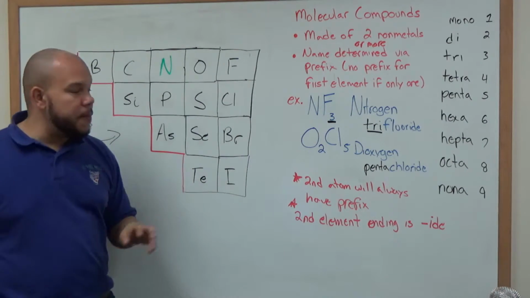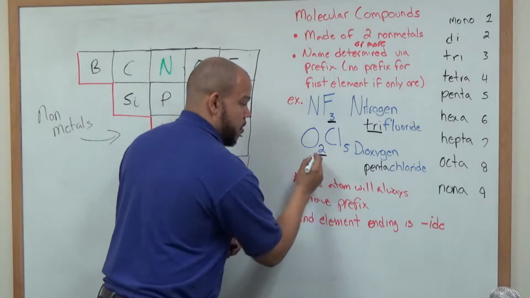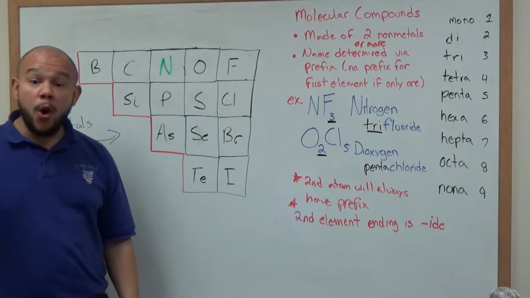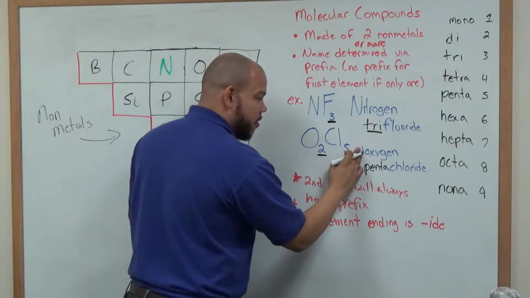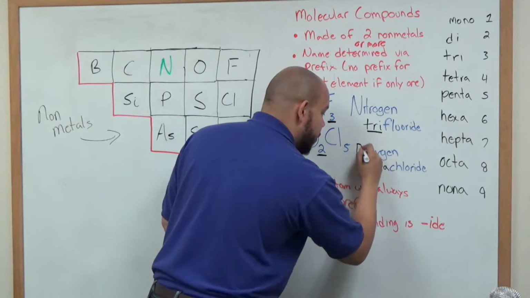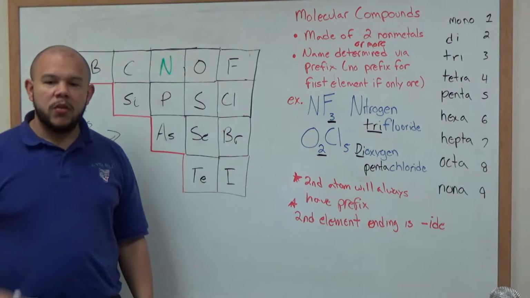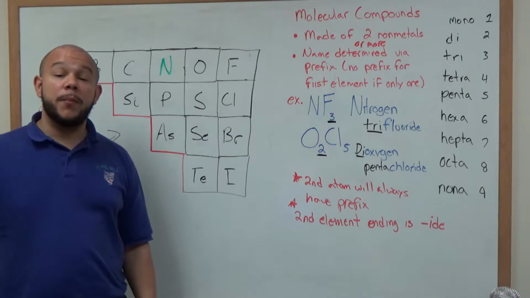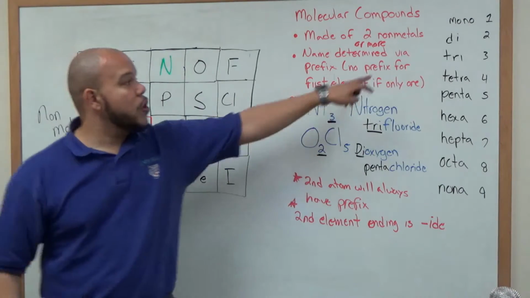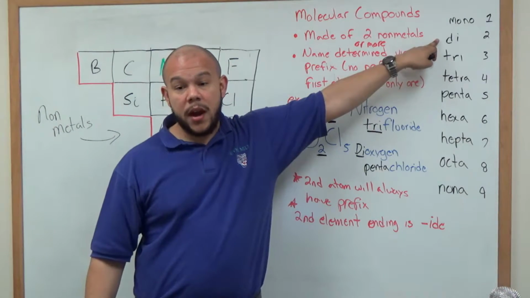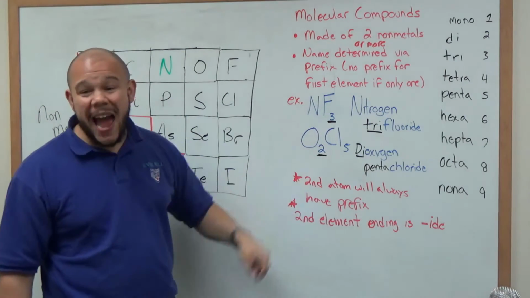This is a little bit different because we have more than one atom as our first element. That means we do need a prefix for our first element. Only if you have more than one do you need a prefix for the first element in the name. So now we see that we have 2. We need to go to 2 in our prefix table and put dioxygen.